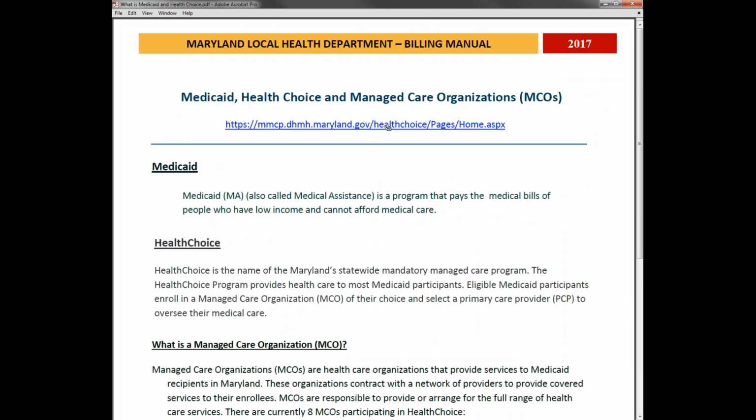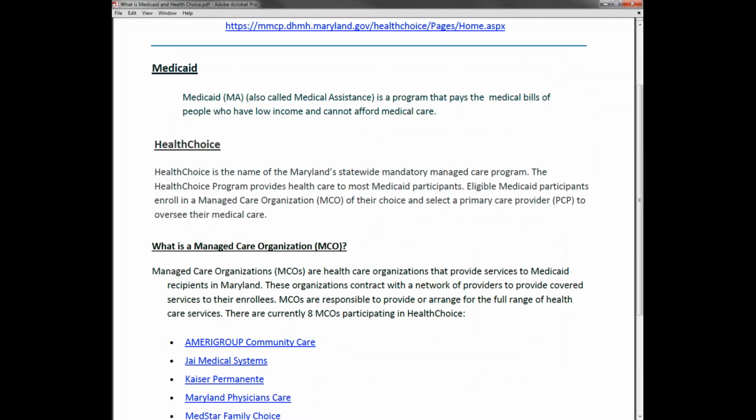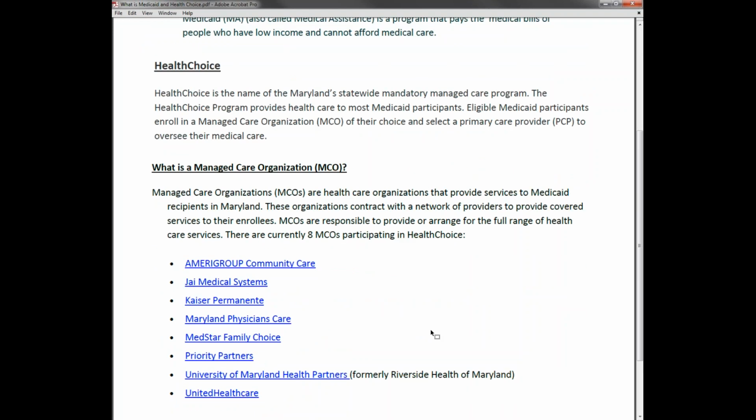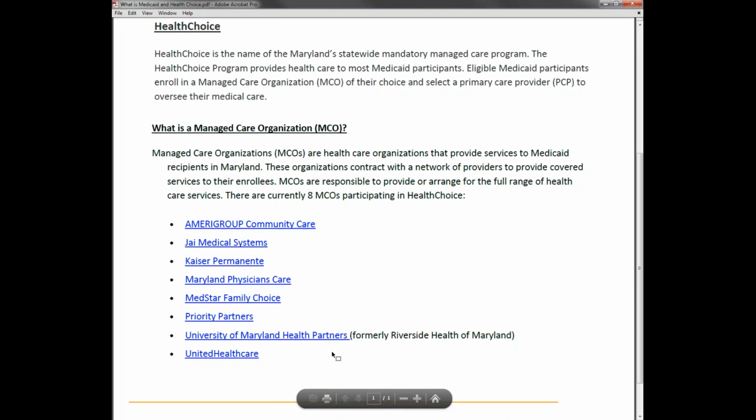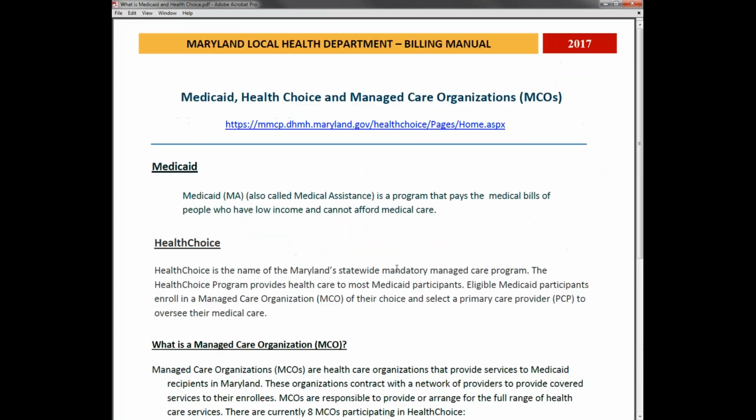This information we found right on the DHMH website, and we fixed it so the hyperlinks are here also. I will point out that University of Maryland Health Partners was the former Riverside Health. When you go to their website, sometimes it has University of Maryland, other times you're still going to see Riverside Health because they haven't switched everything over yet. United Healthcare, the MCO product is United Healthcare MCO, the community plan. And this description just explains a little bit about what a managed care organization is.